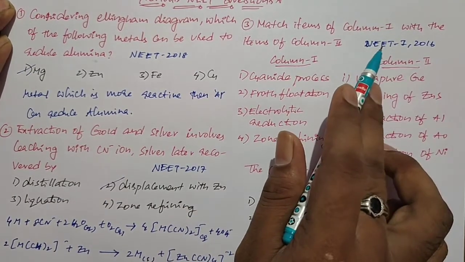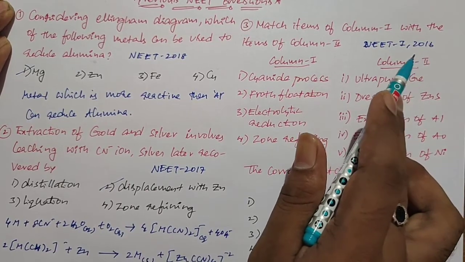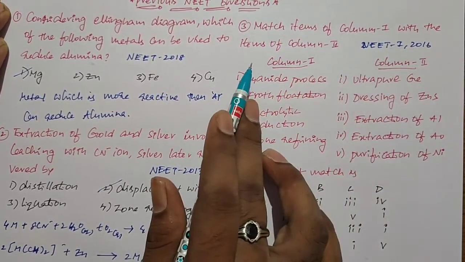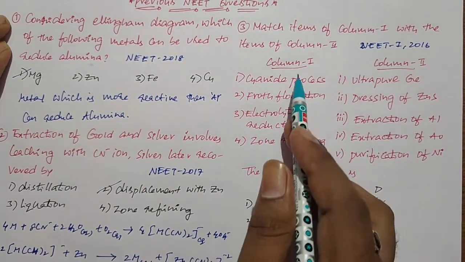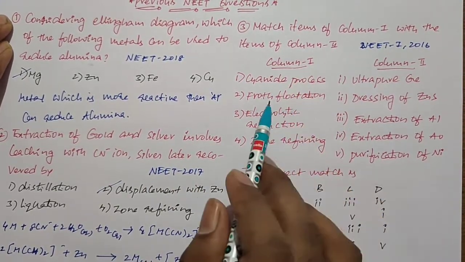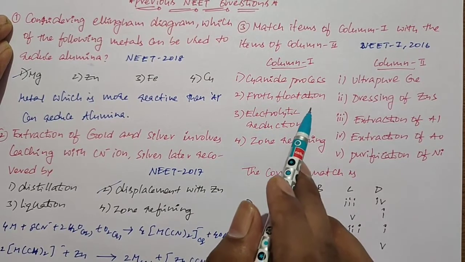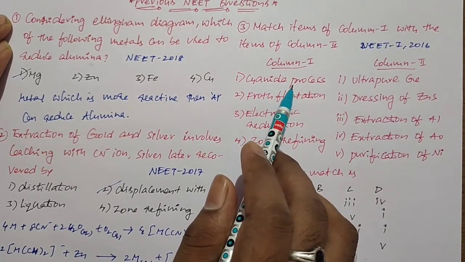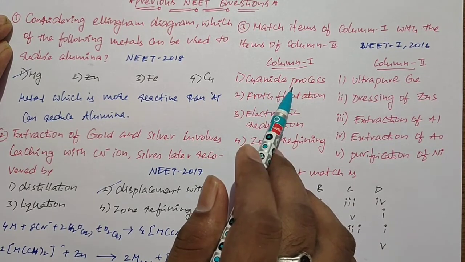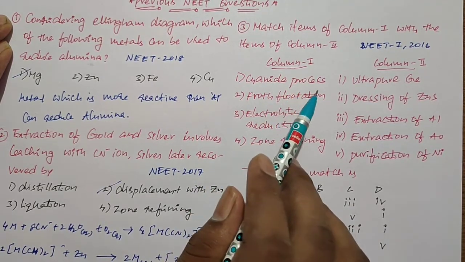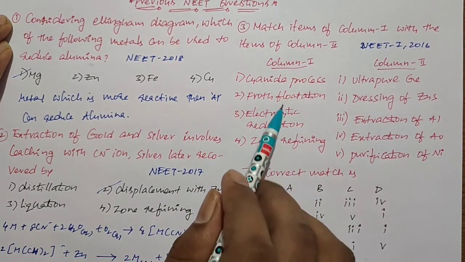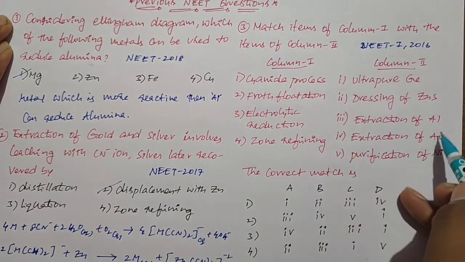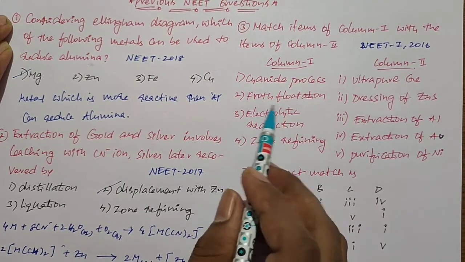This question is given in the NEET Phase 1 2016 paper. Match items of column 1 with the items of column 2. Here you see that two columns are there. In column 1 we have cyanide process, froth floatation, electrolytic reduction, zone refining. We discussed that the cyanide process can be used for the extraction of silver or gold. So the first one will match with extraction of gold, Au.